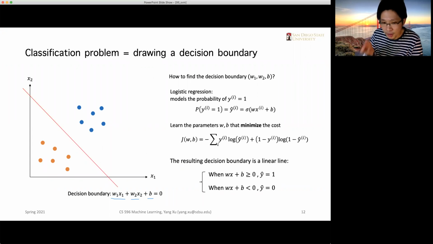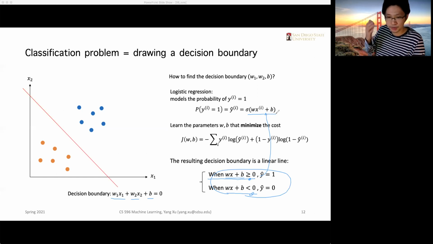On one side of the linear line, we must have the inequality to be greater: the linear combination W times X plus B must be greater than 0. On the other side, it must be smaller than 0. That's something we learned, because these are the inputs to the sigmoid function. When the input is greater than 0, the sigmoid will output probabilities greater than 0.5. That is what we learned from the resulting model of logistic regression.